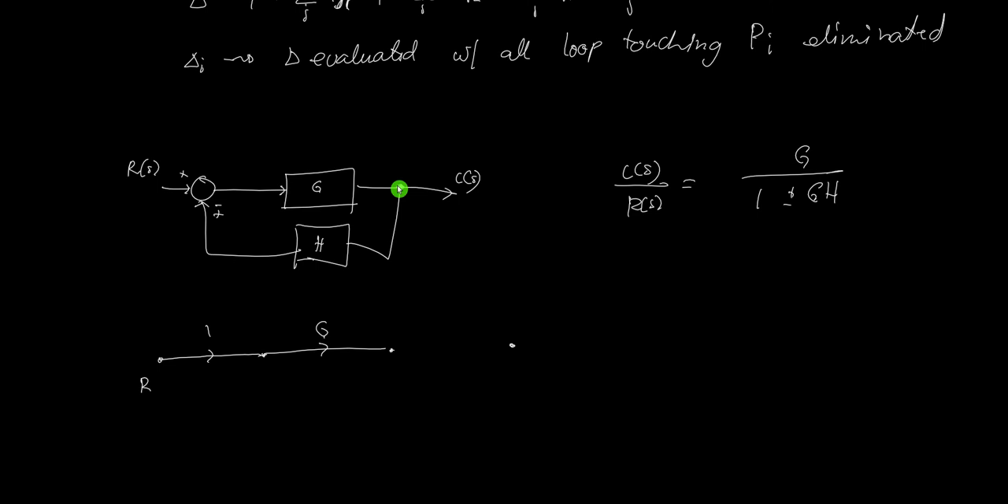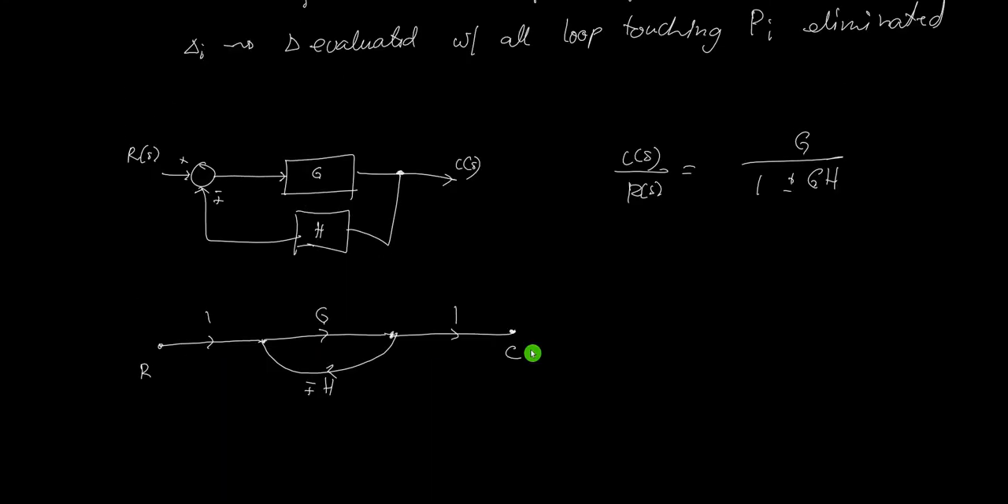Then again, from this point to the output, we have a straight line. There is no block between them, so this will be equal to 1. Then we have a feedback from this point going back to this point, so it will be in that direction, and that is just equal to H. It can be plus or minus, plus here, minus plus. And this node here is just the output C. So this is the signal flow graph.